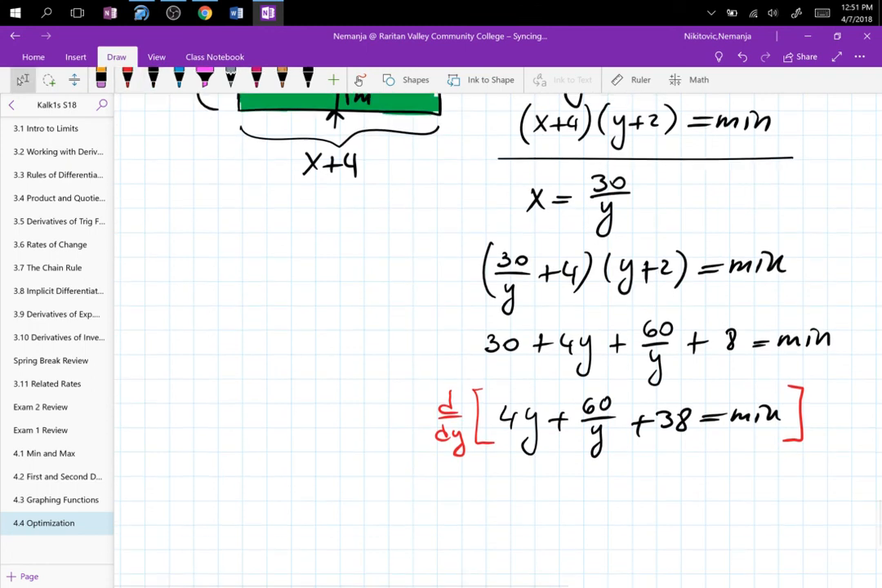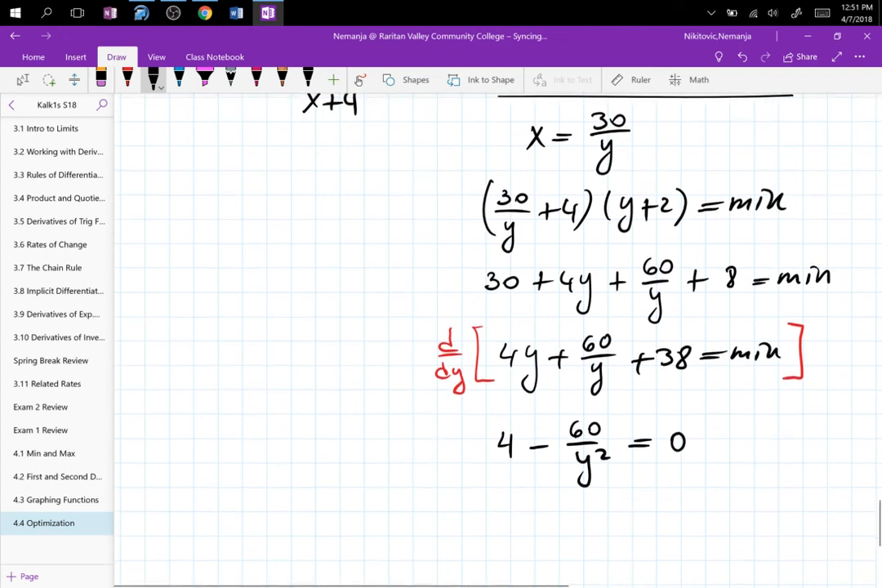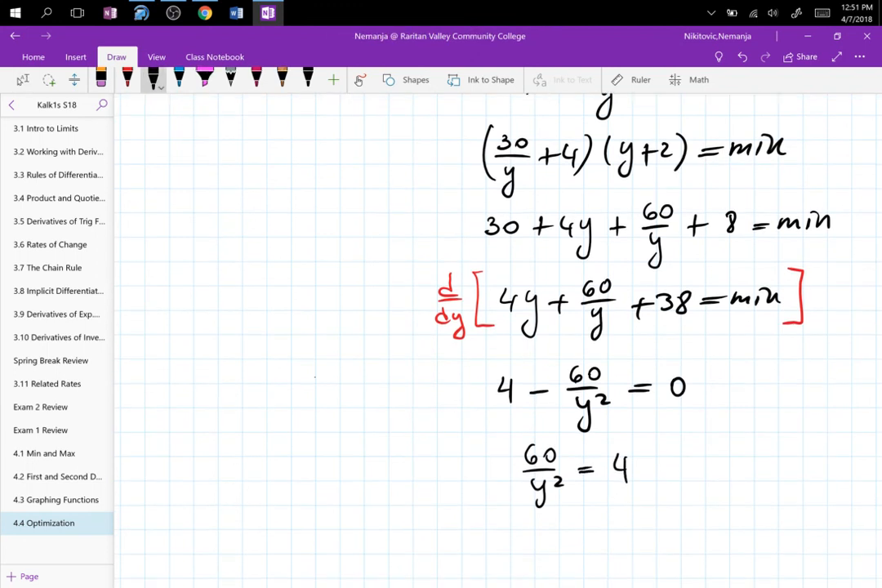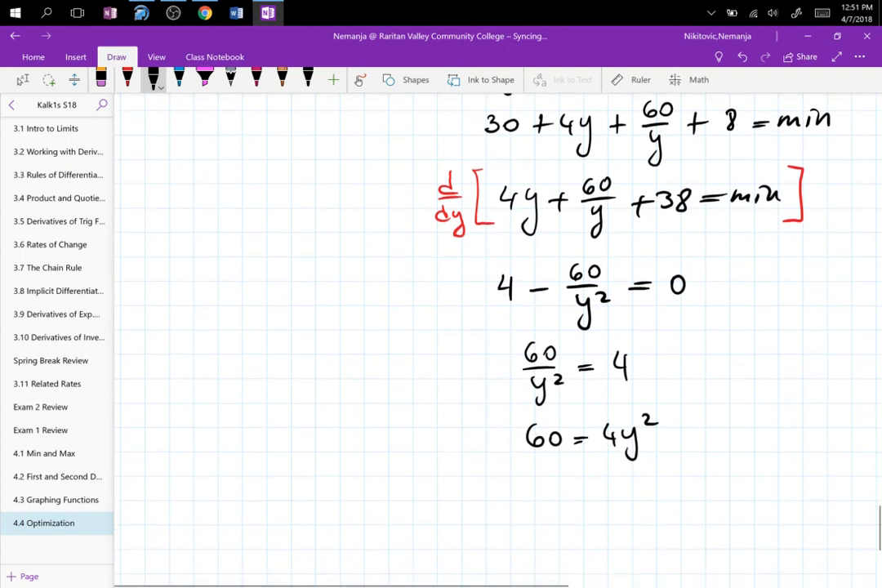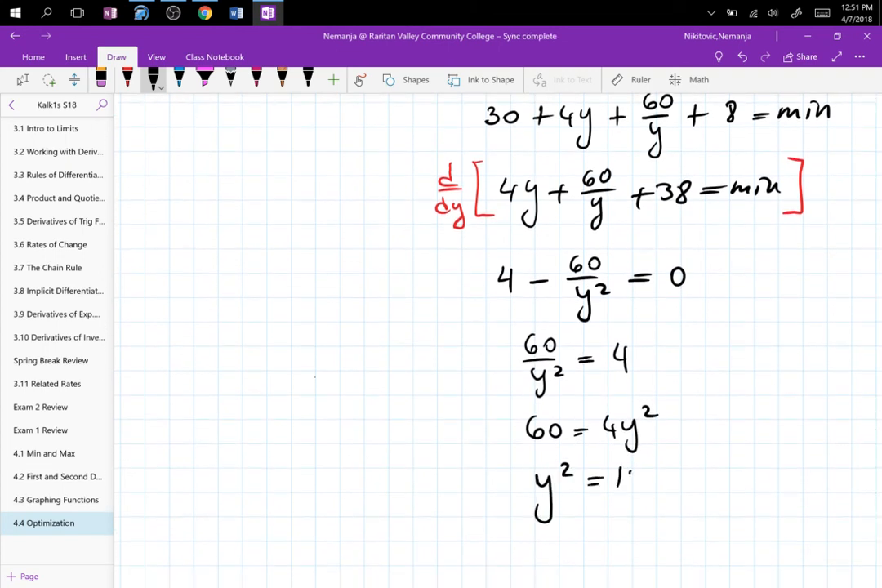All right, I have one variable, simplified equation, d dy. So what do I have? 4 minus 60 over y squared. Derivative of 38 is 0. Derivative of a min is 0. To solve this, 60 over y squared is equal to 4. Cross multiply, 60 equals 4y squared. Y squared is equal to 15. Y equals positive negative root 15, but we can't have negative, the lengths are not negative.